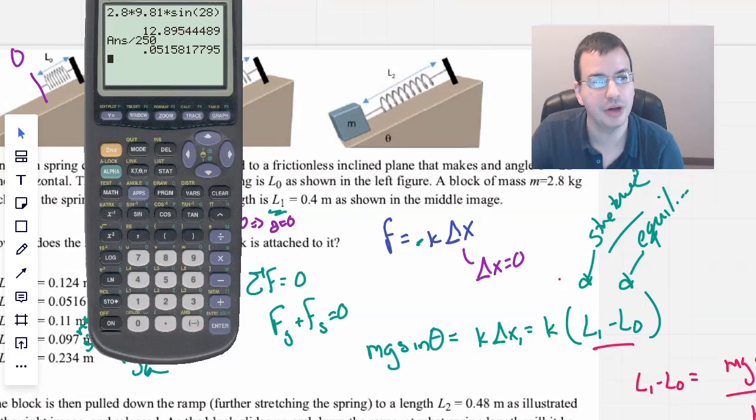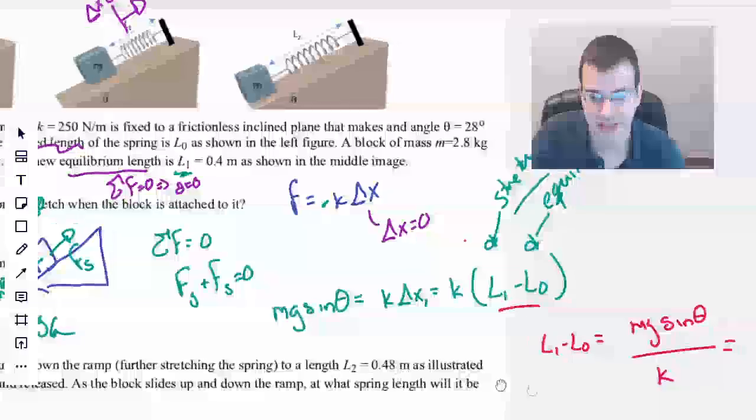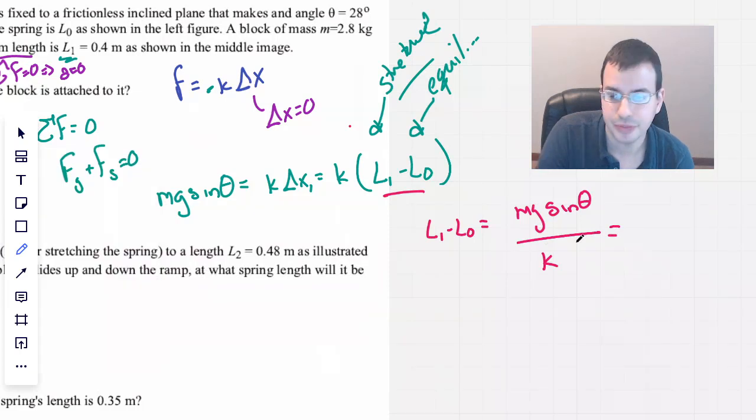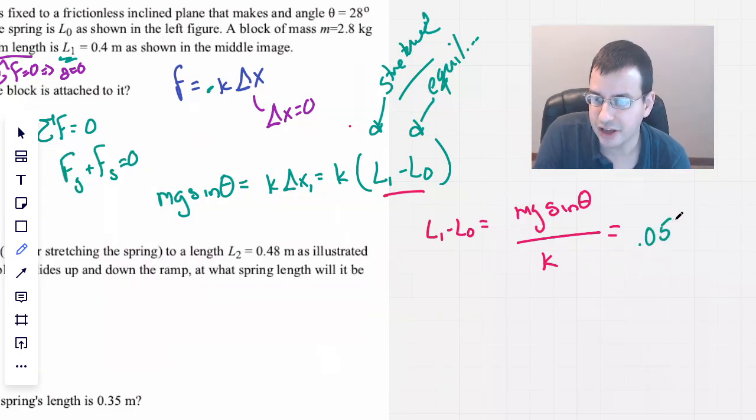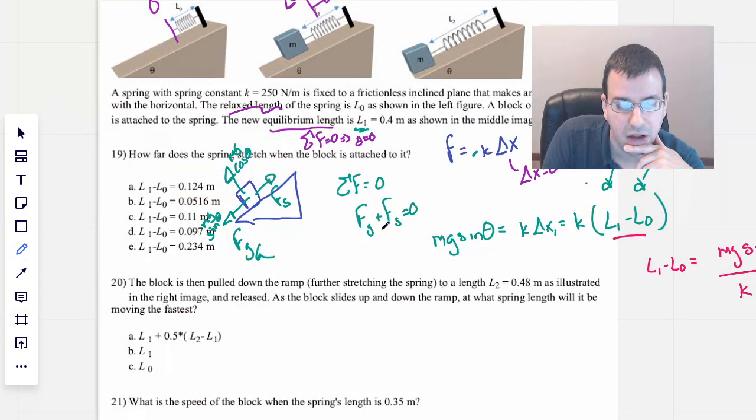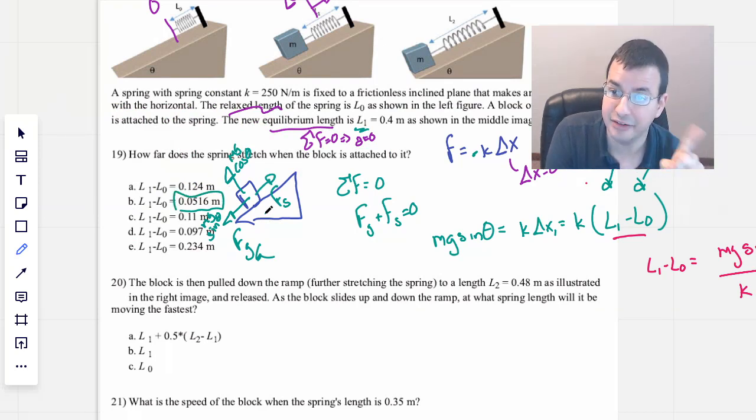Look at our answer. We get 0.05158. See which answers we have that are possible. Yep, this one right here. So if we rounded that 5 to a 6, then it would be this answer right here.